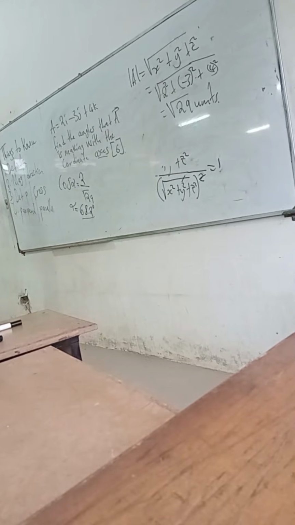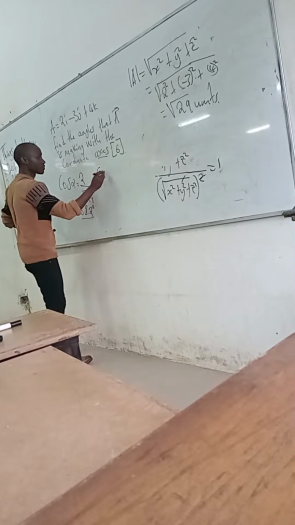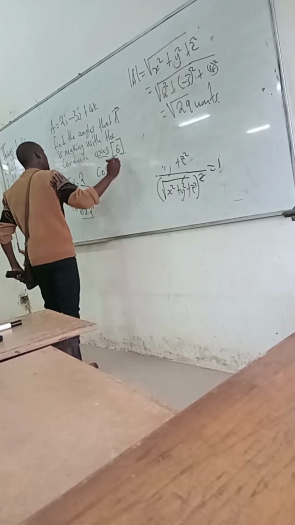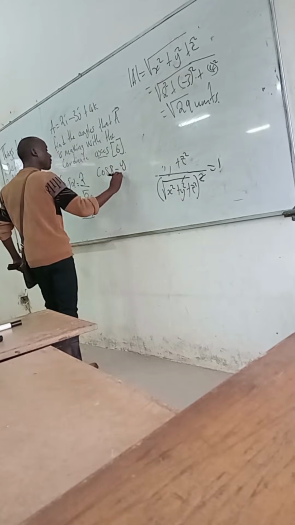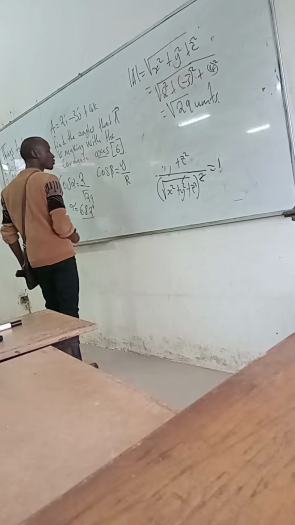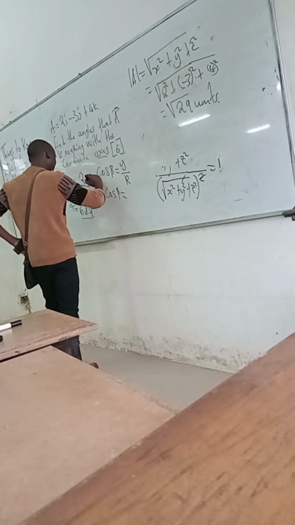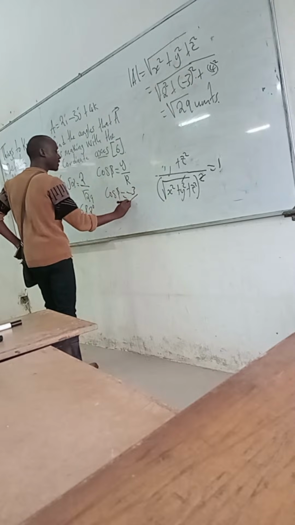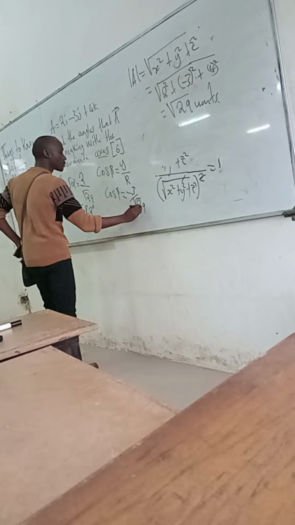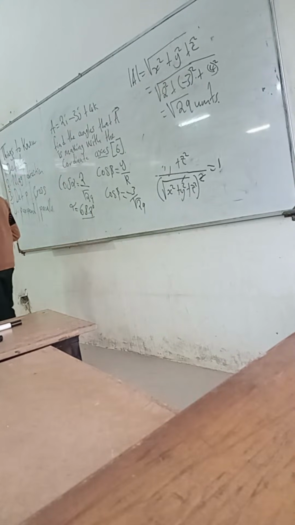What other angle are you supposed to find? How do you find cos beta? You get the component of y divided by the same magnitude, square root of 29. The component of y is negative 3, so we say negative 3 divided by square root of 29. Ignore the negative for a moment. Try to put the negative on the calculator. So what is cos beta? What is beta?